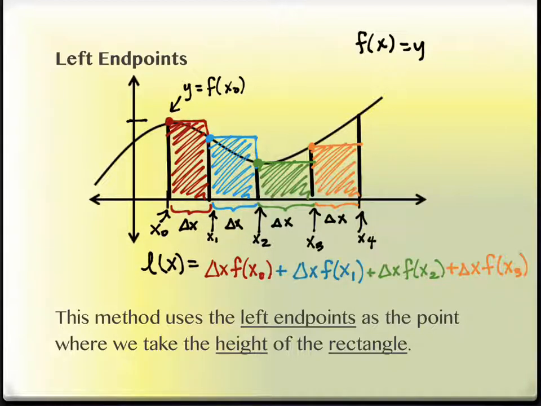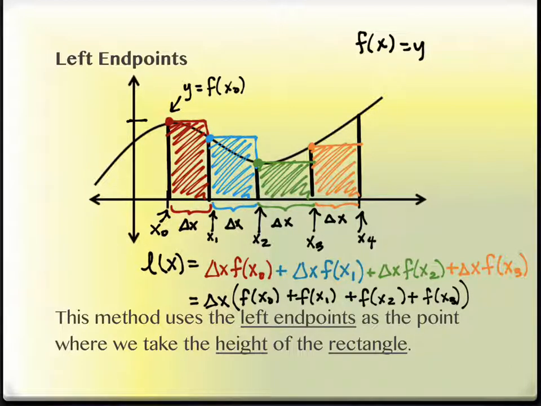So, can you calculate this independently for separate areas? Absolutely, you can. But to make your process quicker and easier, you could factor that delta x out, and then you just have the y values added together: f of x 0, f of x 1, f of x 2, and f of x 3. It's fewer steps. I add 4 pieces and I multiply once instead of multiplying 4 times and adding 4 times. Does that make sense?